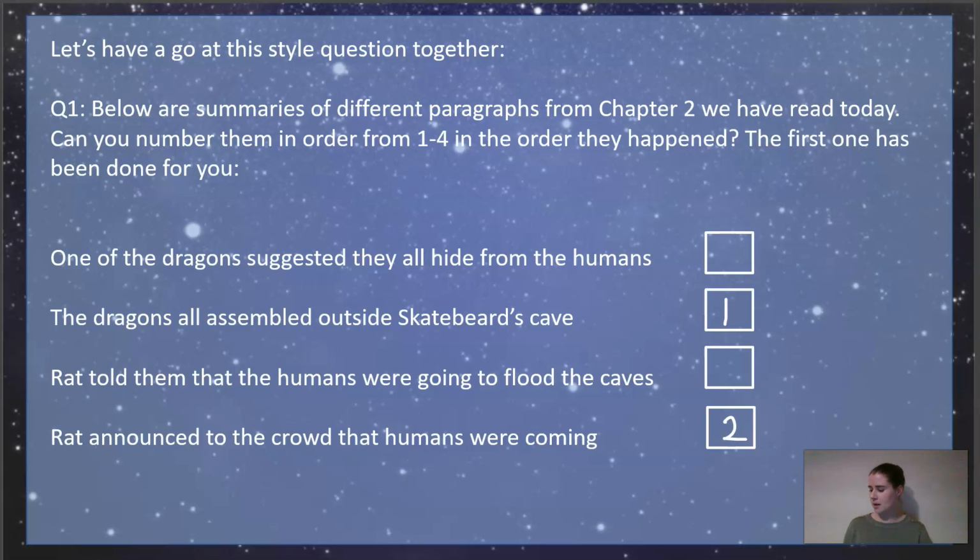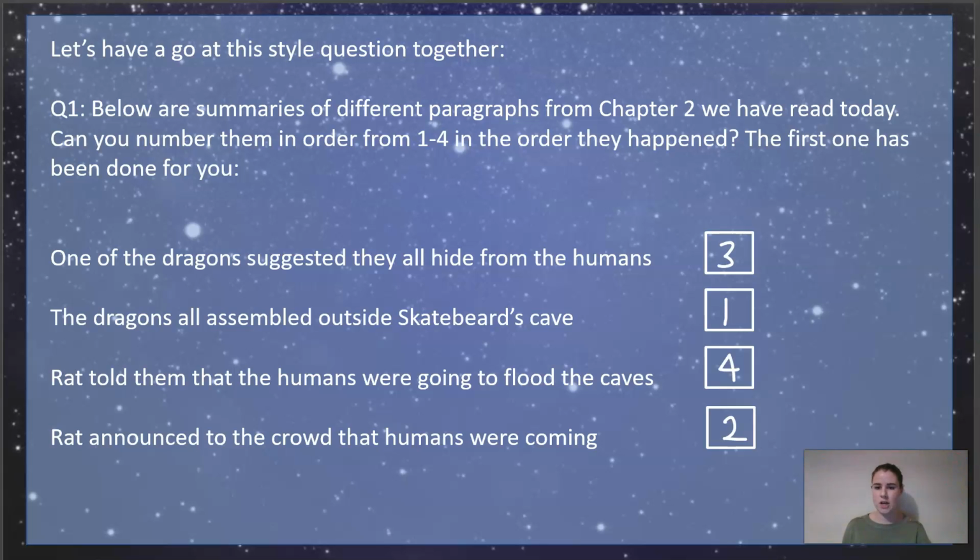Now at the bottom with the reaction, it says, "Let's hide until they all go away," suggested another dragon. So now this makes me think that one of the dragons suggested they all hide from the humans. So this is in response to the news that Rat gave them. So this is going to be number 3.